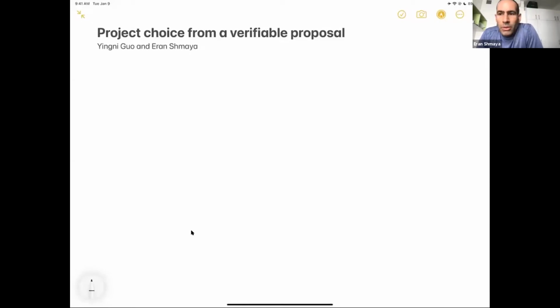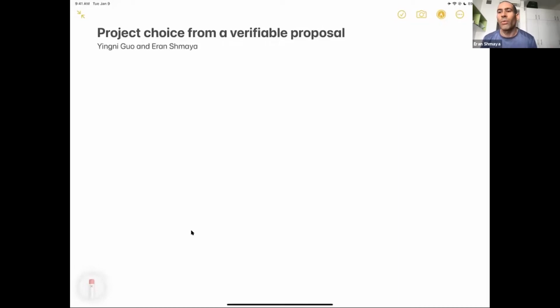So this is a story about two characters, an agent and the principal. And these two guys need to pick a project together from a set of available projects. They both want to implement some project, but they may have some different interests. There may be projects that the principal likes more, or there may be projects that the agent likes more. And each of them has some bargaining power.